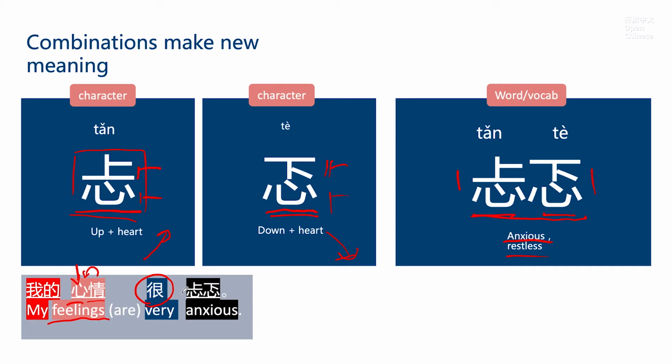Many of you probably have already learned in level 1 classes, HSK Level 1 classes. If you haven't, you can go back to review that. And 忐忑, anxious, right? Heart goes up, heart goes down. That's pretty obvious. 我的心情很忐忑. My feelings are pretty anxious. Okay. 忐忑, up heart and down heart.